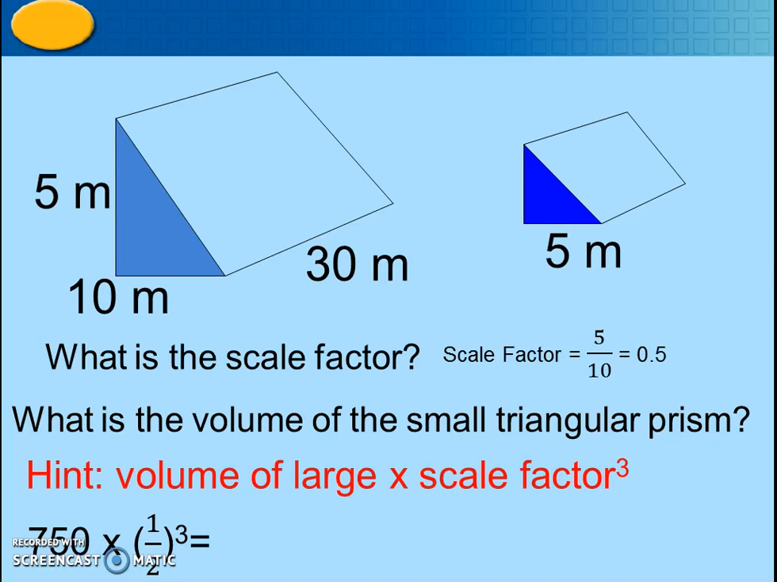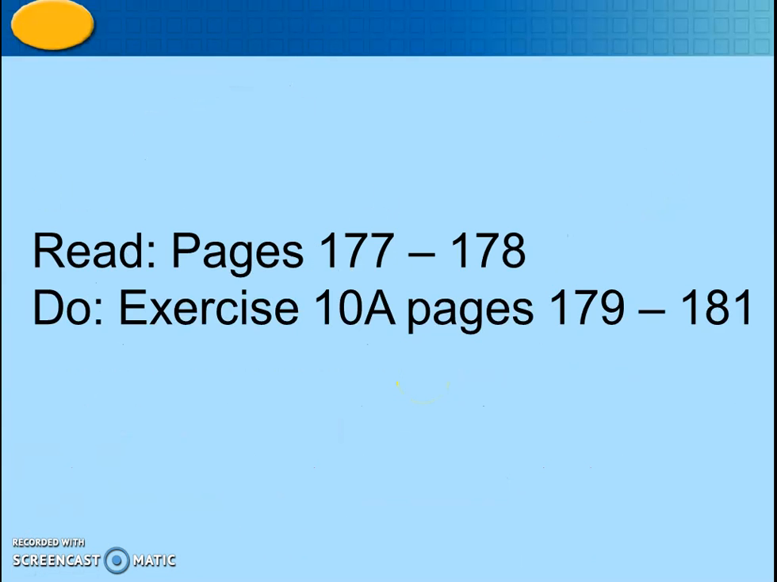750, because we're going half the base, which is 5, times 5, and then we're timesing by the length of the prism, which gives us 750. Now we're timesing that by a half cubed, which, if you work it out, is 1 over 8. And that should give you 93.75 centimeters cubed. So we've now worked out the volume of the smaller object just by using our scale factor knowledge.